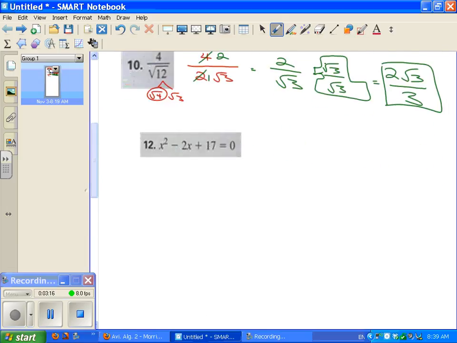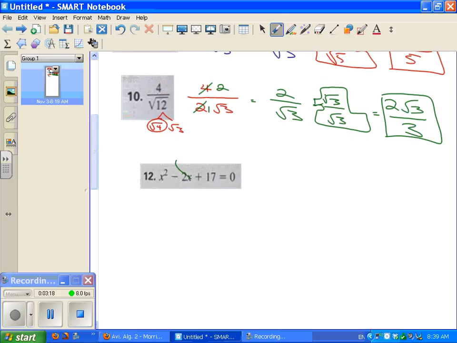Okay, and number 12. This one. All right, now, will it factor? Is there anything I can multiply together to get 17 that adds together to get me 2? No. Well, that's out. So if I'm going down the line of efficiency, factoring is usually my fastest plan. It didn't work. Now, if I try to complete the square, is my leading term 1? Is it positive? Yes. Okay, is my b term even? Yes. So we could complete the square on this one.